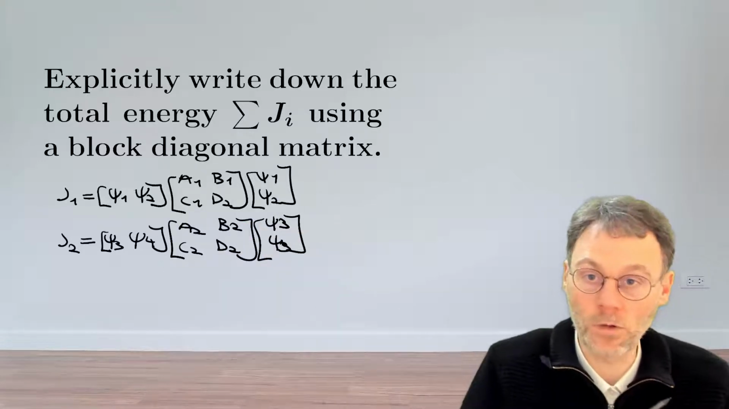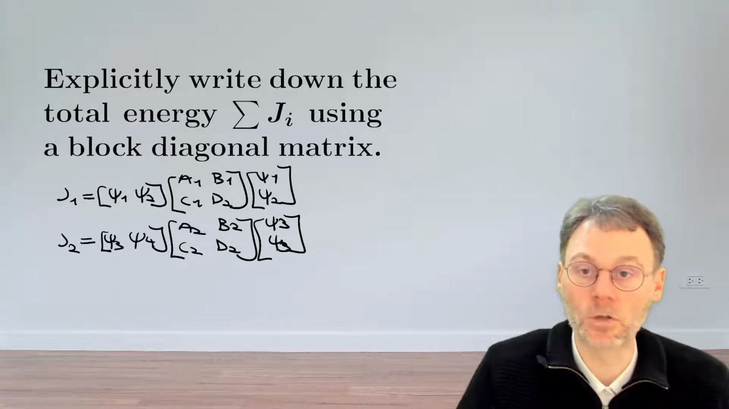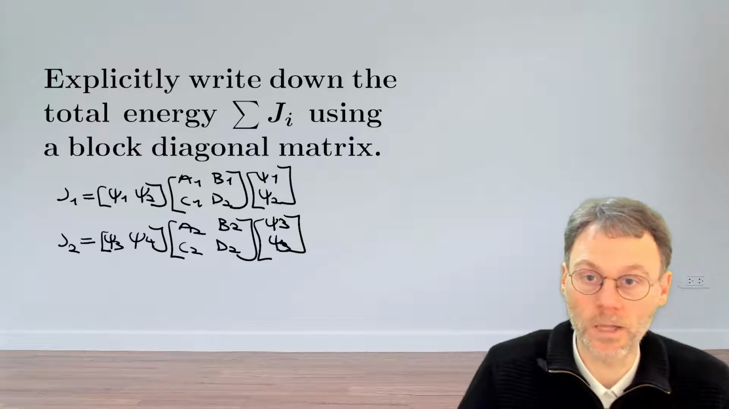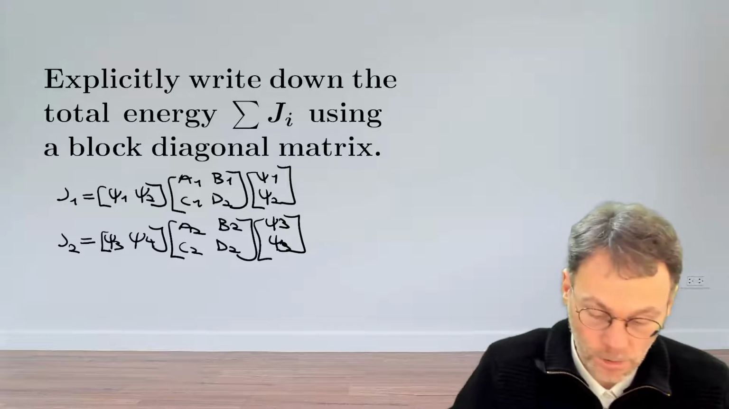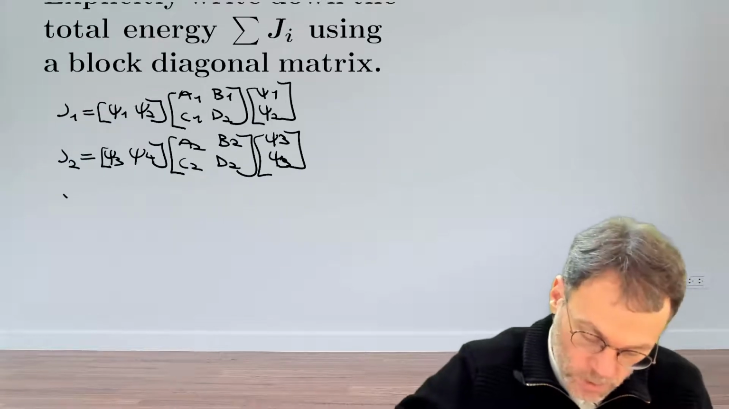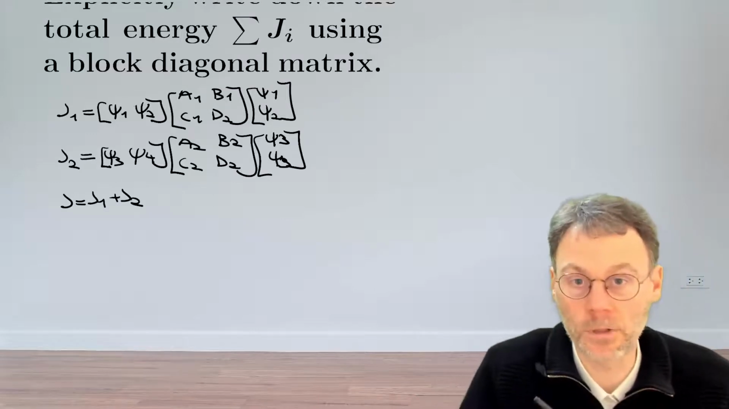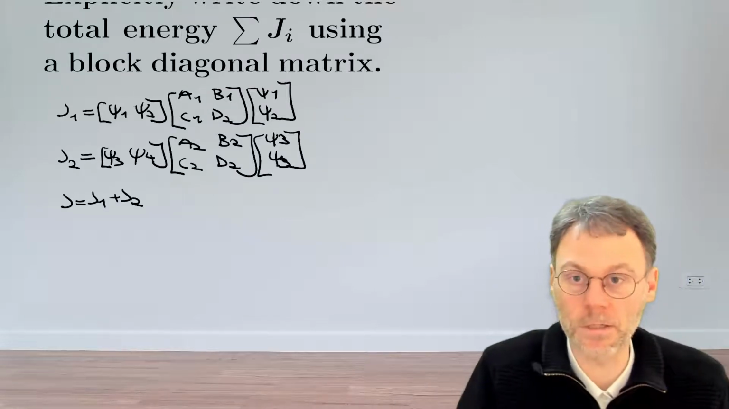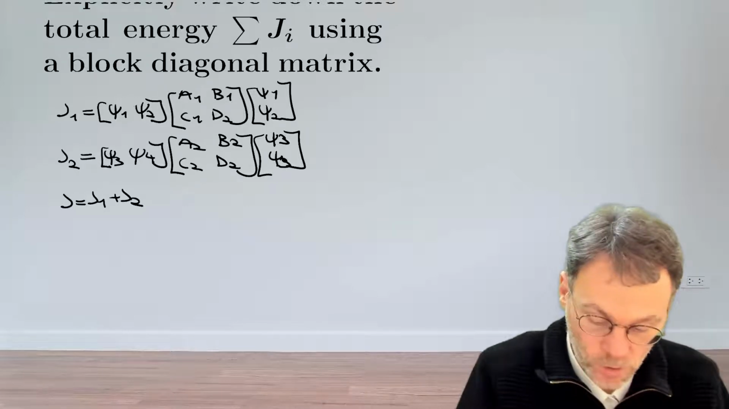The question is, can you now also write the total energy as a bigger matrix? So pause the video and think about how you would do that. The total energy is, of course, the sum of J1 and J2. And obviously, if you have more elements, you can do that in a similar fashion, but I'm only using 2 here because the pattern will become clear soon enough.